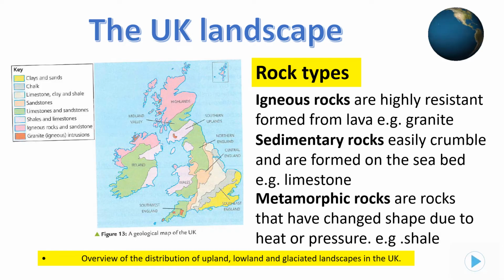Metamorphic rocks used to either be sedimentary or igneous rocks. These rocks have changed shape and composition by being reheated or pressurised. Examples in the UK are things like slate and marble. Make sure you know the different rock types before moving on.